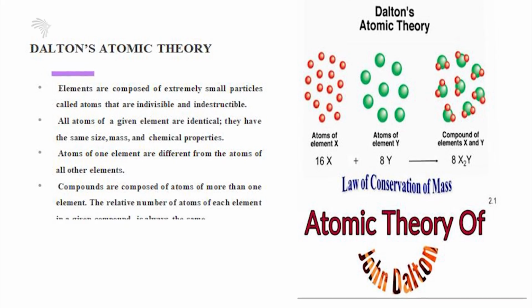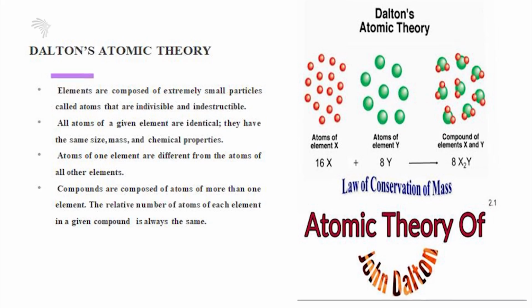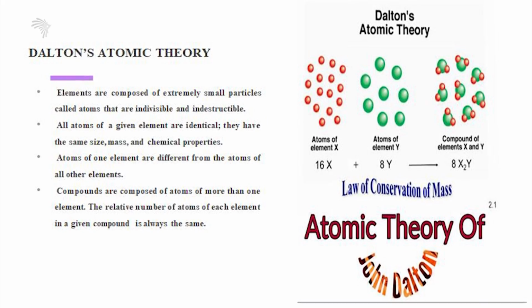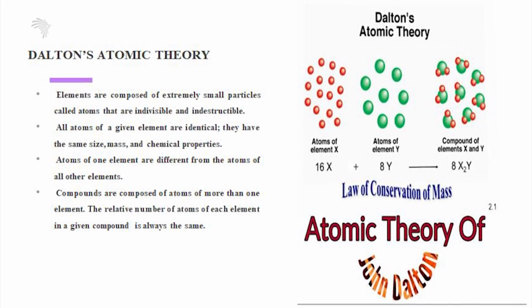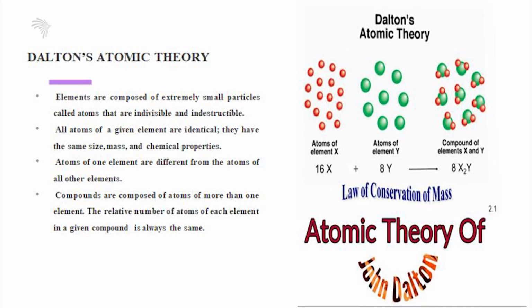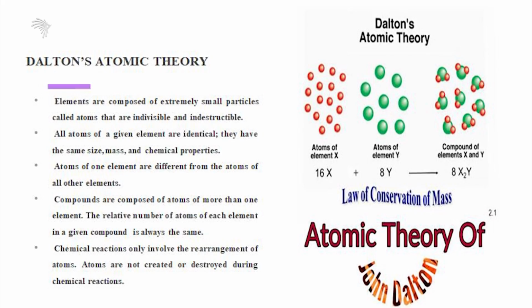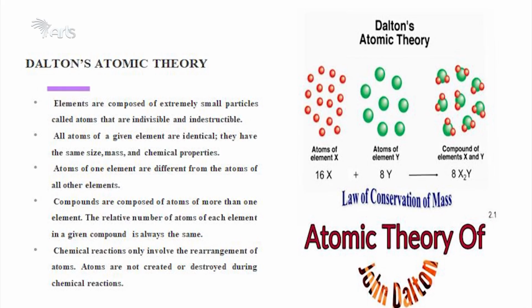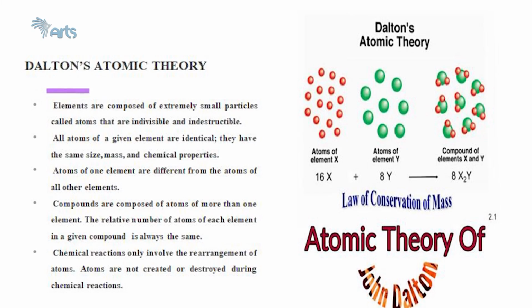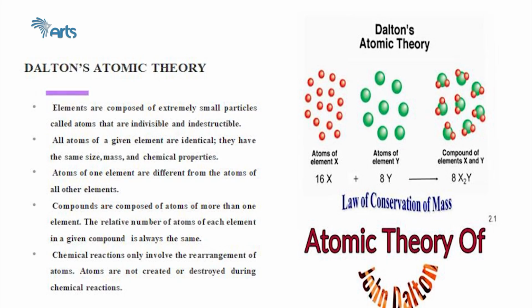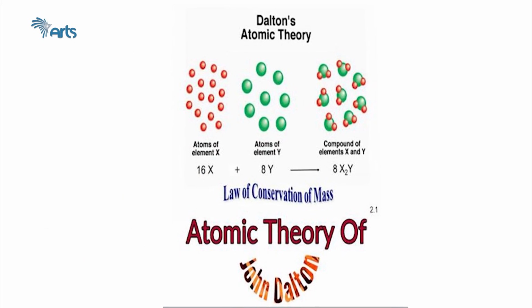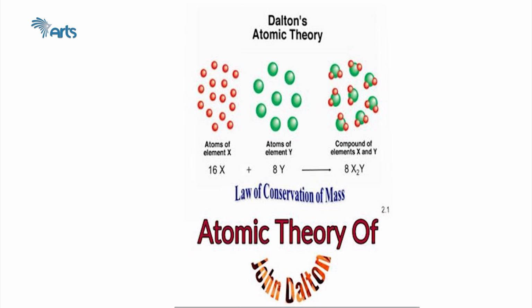Four, compounds are composed of atoms of more than one element. The relative number of atoms of each element in a given compound is always the same. And number five, chemical reactions only involve the rearrangement of atoms. Atoms are not created or destroyed during chemical reactions. These are the five statements of Dalton's atomic theory.